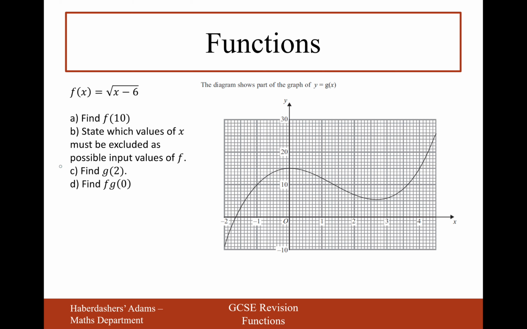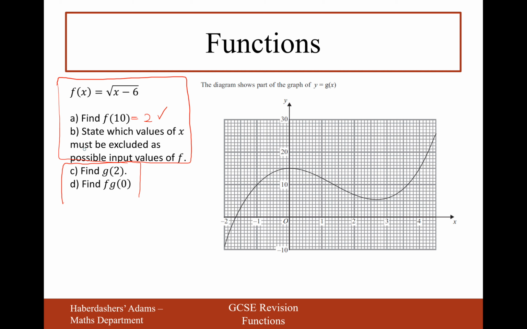Okay, so for parts A and B, you actually don't need the graph. The graph only comes in at part C. So if you didn't understand that, then maybe have another go. The f function is just referring to the stuff up here. So the f function is the root of x minus 6. Find f of 10. So it's going to be 10 minus 6 is 4. The square root of 4 is 2. So the output here is 2.